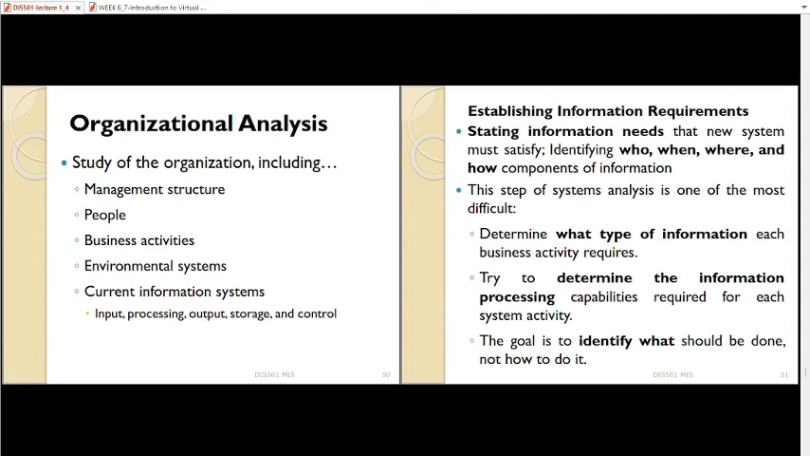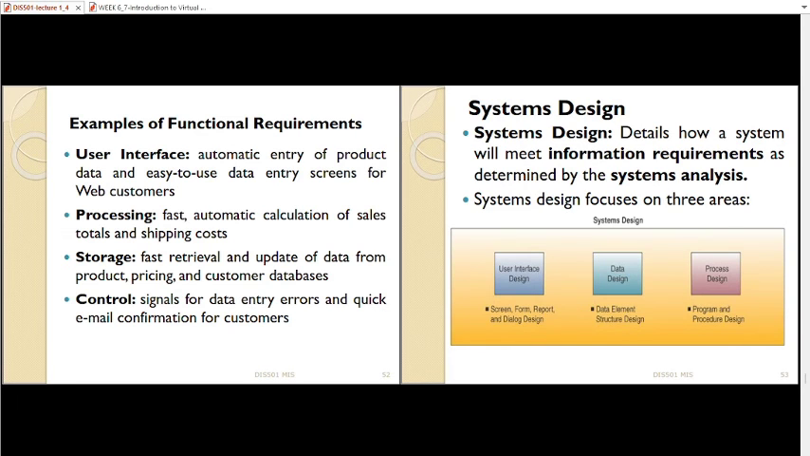And therefore, we need to determine what type of information each business activity requires, and also try to determine the information processing capability. And also, we need to have a goal to identify what should be done and how it should be done. We do have examples of functional requirements.